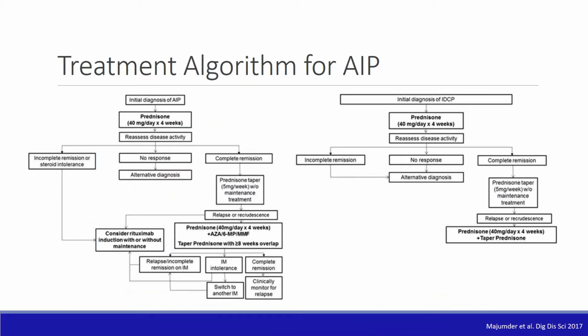On the screen left is an algorithm for the type 1 or LPSP. You'll note that both of them start with prednisone 40 milligrams a day for 4 weeks and reassessing the disease activity. If there's not a response, think about another diagnosis. The patients with the LPSP may need some maintenance therapy or additional steroids, and then you can see here that you can either treat with rituximab or the immunomodulators.